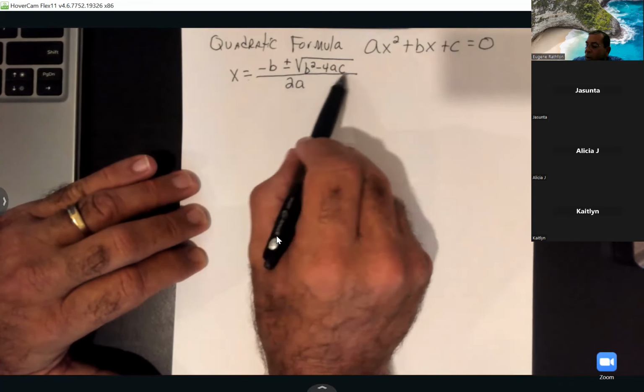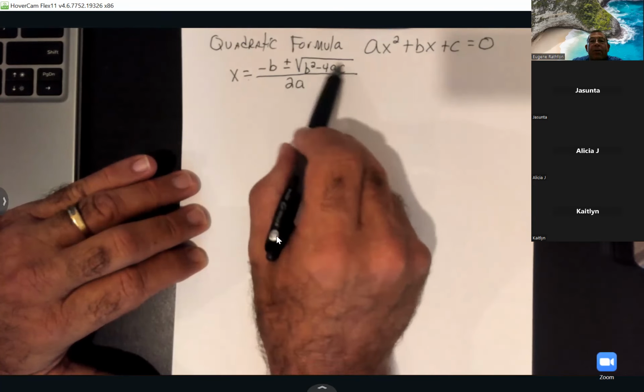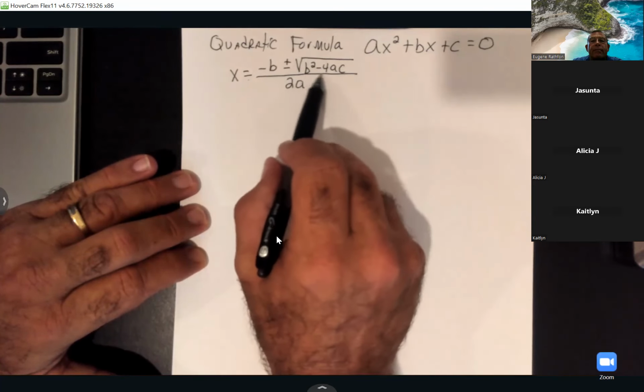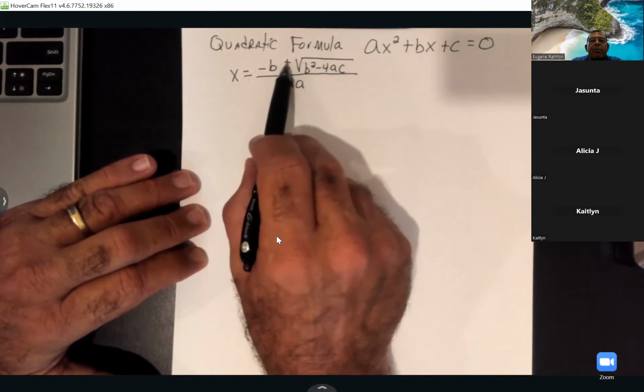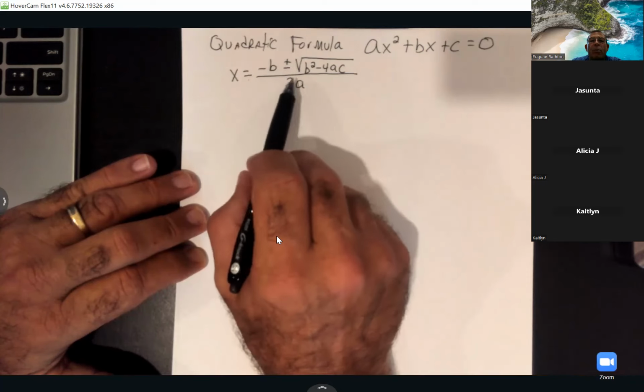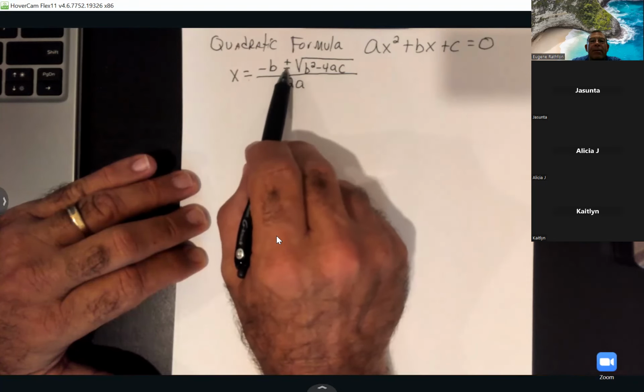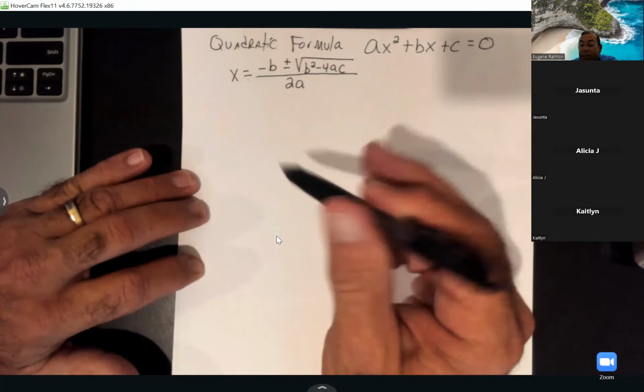Now, most of the work is going to be under this little radical part, okay? And remember, when we deal with radicals, that's what this plus or minus is for. It can come out positive for one answer, and then if it comes out negative, I get my second answer.